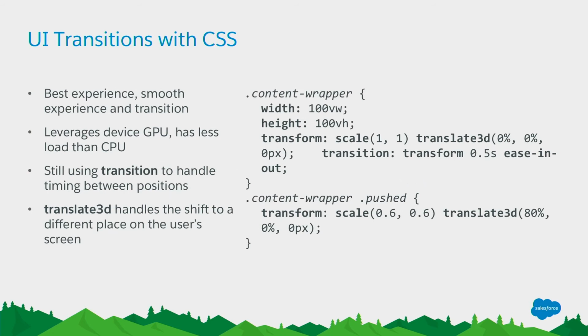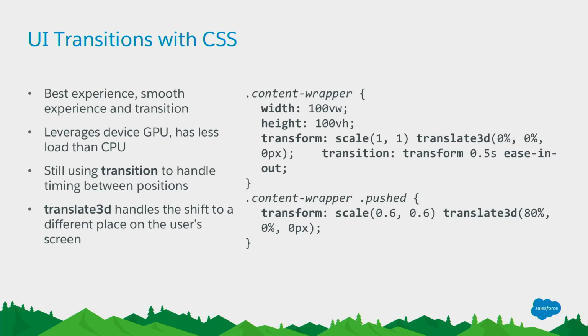So we arrived at the best solution, which is still using CSS, but instead of using transition, we're using transform, and we're using the translate 3D function. The translate 3D function, when it's operating on the device, is offloading all of that responsibility to the device's GPU, therefore leaving the CPU open to do background operations or whatever else you need.